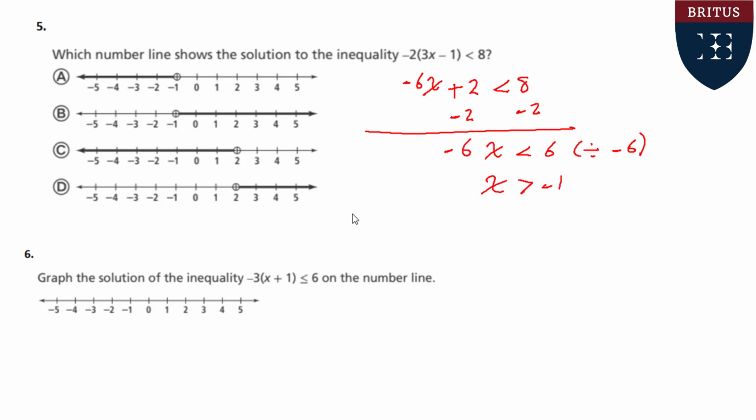Just draw a line and put negative 1. Negative 1 is an unshaded circle, and shade all the real numbers to its left. So we have left, but the solution is x greater than negative 1. So we get no.